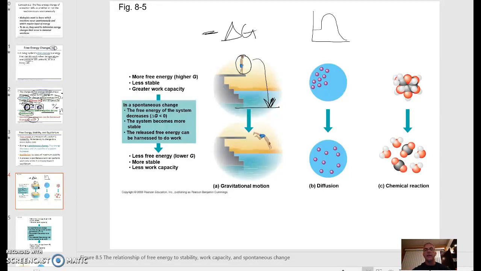Make sure you understand that spontaneous does not mean fast. Spontaneous just means that it's energetically favorable. So we can go from this position to this position without having to invest energy.